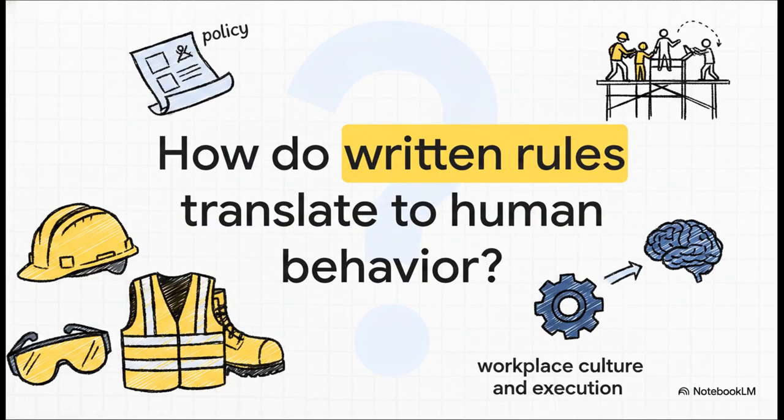Which leaves us with this final, really vital question to ponder. How do all these rules on paper translate to actual human behavior on a busy, chaotic construction site? Management can write the absolute best work health and safety policy in the world and mandate all the right PPE standards, but how do those textbook policies actually survive and adapt in the unpredictable, high-stress reality of the physical world? Honestly, it all comes down to workplace culture and execution. Think about that as you continue going through your study guide.